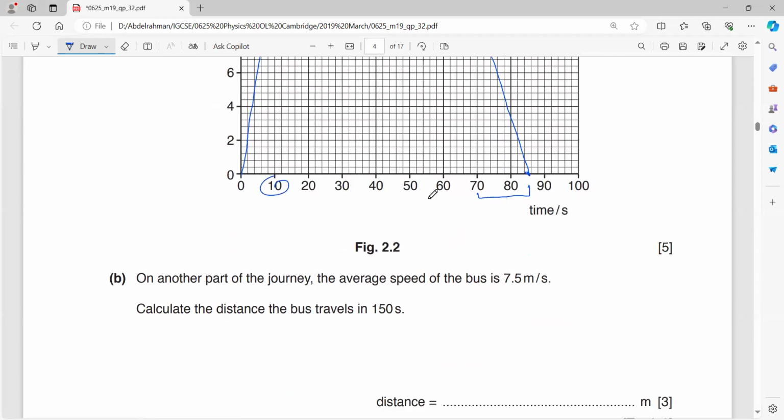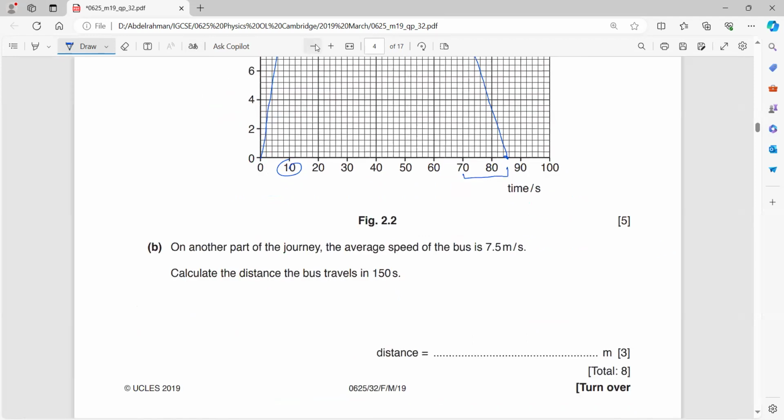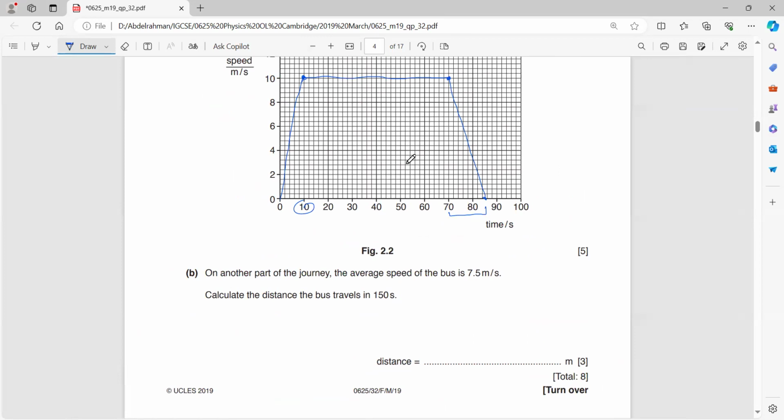On another part of the journey, the average speed of the bus is 7.5 meters per second. Calculate the distance traveled in 150 seconds. How can I find the distance? Speed times time, not area under the graph. Why is it not area under the graph? Because he said the average speed is 7.5 meters per second. He's not talking about the same graph.